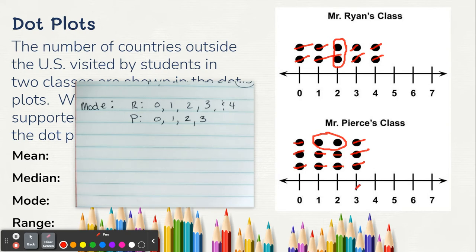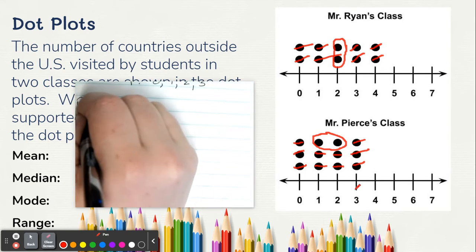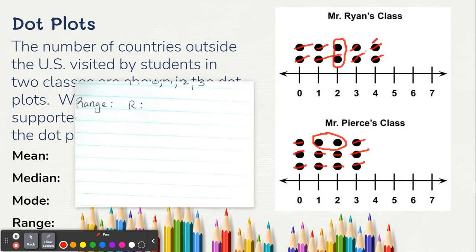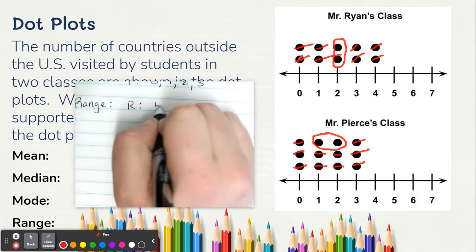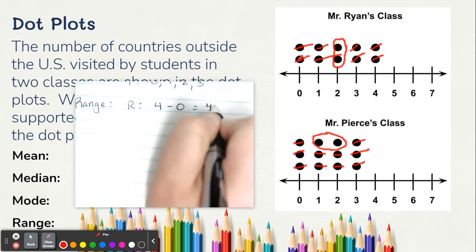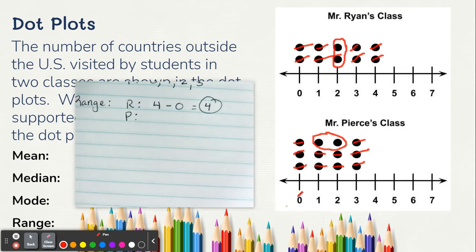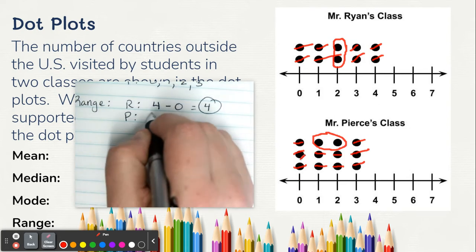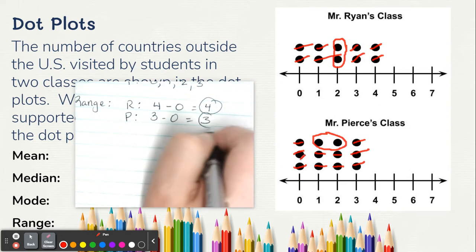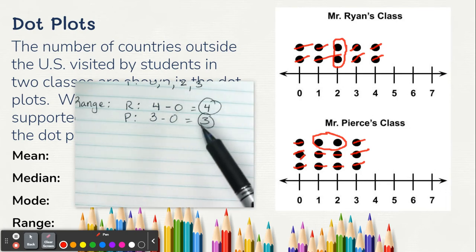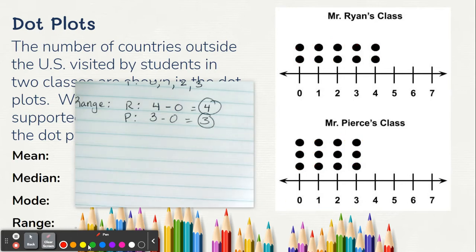Okay, and then my last thing is the range. And the range for Mr. Ryan's class is my biggest number that has data, so that's 4, minus my smallest number that has data, that's 0. So I'm going to do 4 minus 0, which is 4. Okay, and then for Ms. Pierce's class, my biggest number that has data is 3, and my smallest number is 0. So I'm going to do 3 minus 0, which is 3. So in Mr. Ryan's class, the mean, the median, and the range are all bigger than in Ms. Pierce's class. Okay, and that's all we have to do.